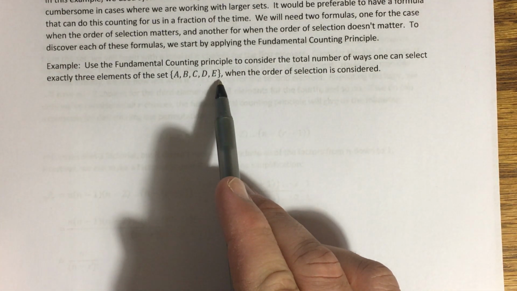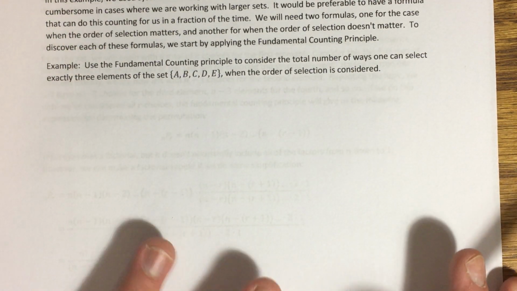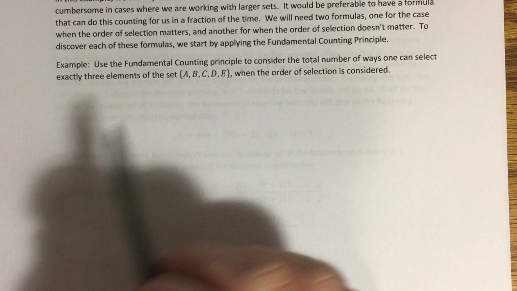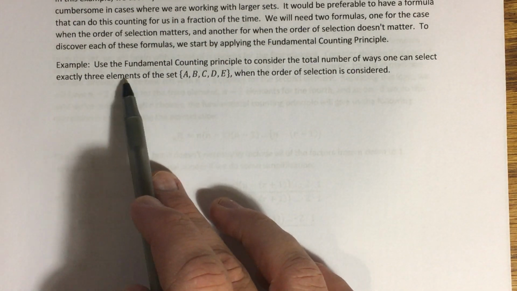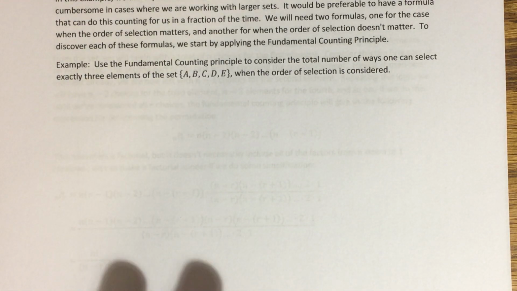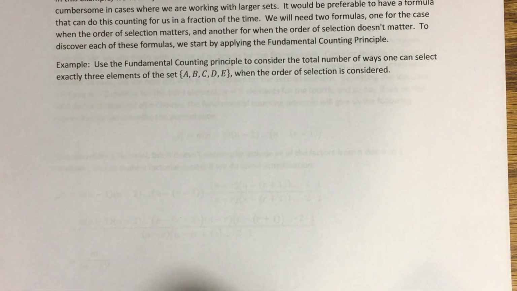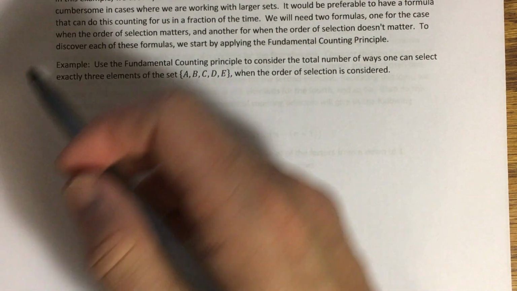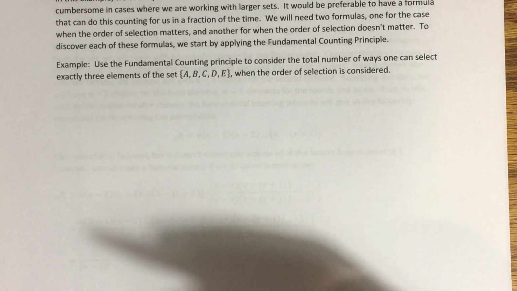Now, I didn't write this here, but we're assuming throughout this entire section, unless it's implied or stated otherwise, that we're always doing these selections without replacement. So when I say select exactly 3 elements of this set, I mean 3 distinct elements. You can't select A 3 times, for example. Okay, so again, rather than list out all of the possibilities, let's approach this in a more efficient way.